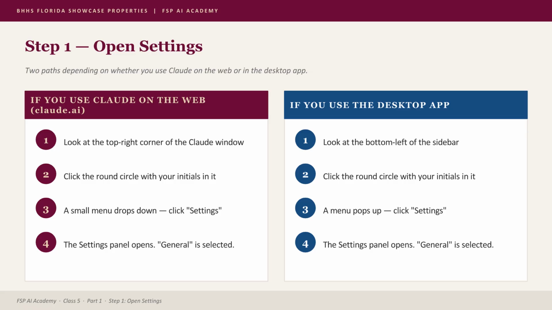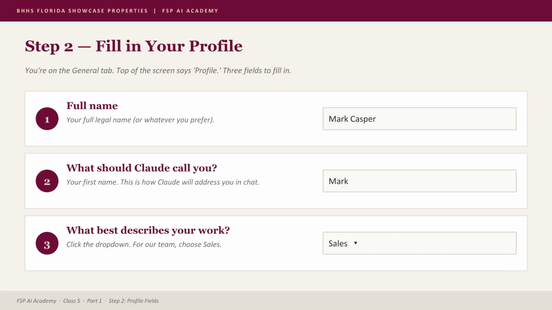If you're on the desktop app, the Claude app you installed in Class 2, the same circle is in the bottom left of the sidebar instead. Click your initials there. A menu pops up. Click Settings. Same panel opens. Either way, you end up in the same place. From here on out, everything we do is in this Settings panel. You're on the General tab, that's the default.